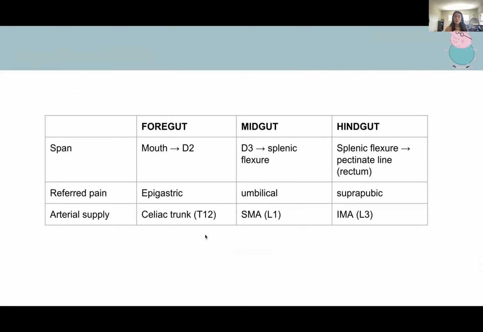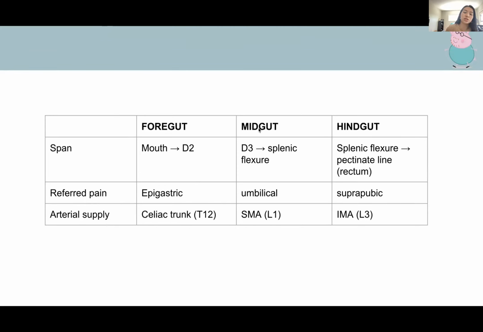So foregut is anything from the mouth all the way to D2, which is where the bile gets excreted, comes out from the common bile duct. All the way to there, that's called foregut. Any pain, any problems in the foregut will usually manifest as an epigastric pain. That means it's right in the middle, underneath the sternum and between the ribs, right? So that's the epigastric region. That will be things like GORD and esophageal problems, peptic ulcer problems. And then the arterial supply is from the celiac trunk.